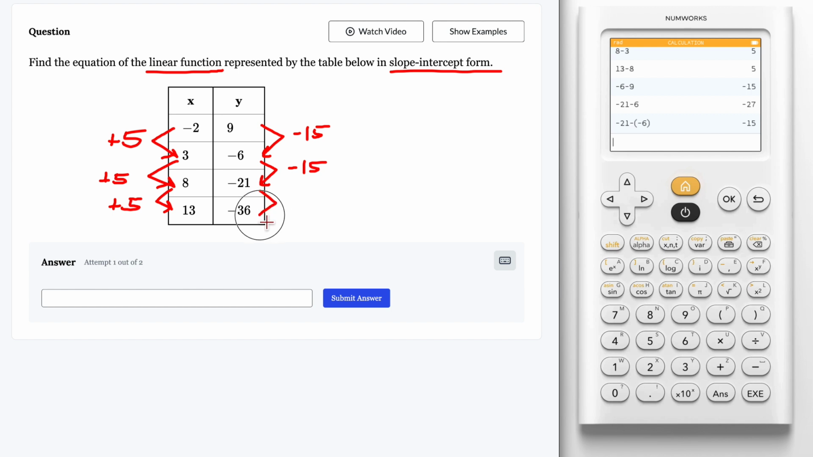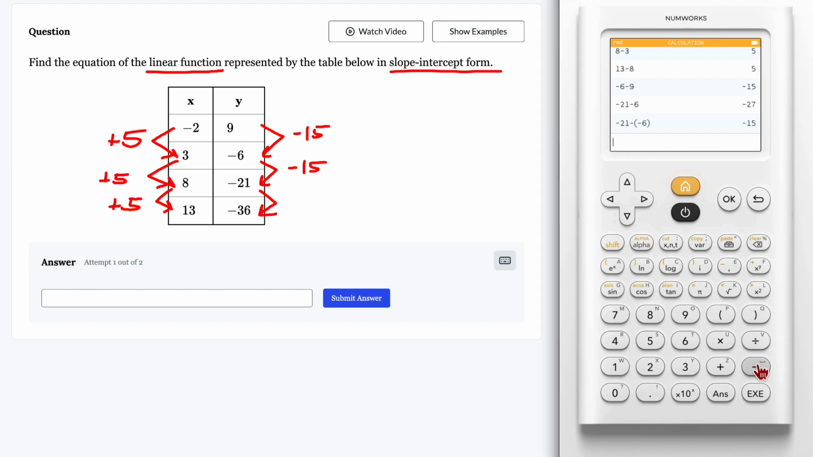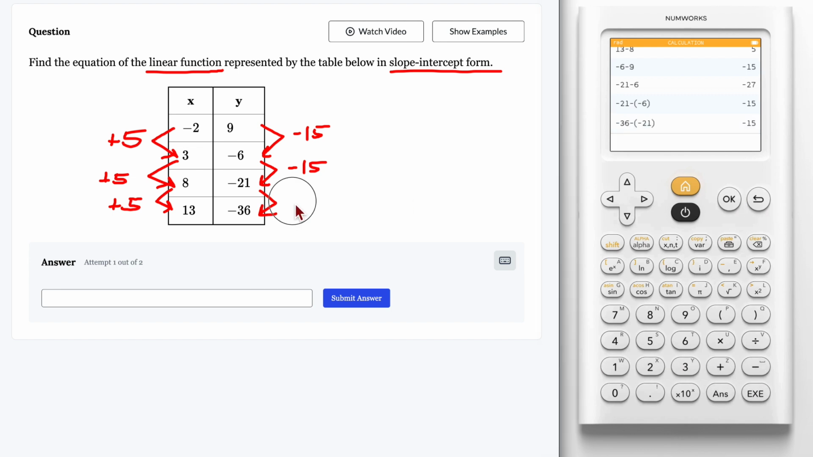And lastly, I go from -21 to -36. Well, it's -36 minus -21. Again, -15. The good thing here is this is a linear equation. Every one of these is the same rate of change. So I've got a rate of change of -15 over +5.